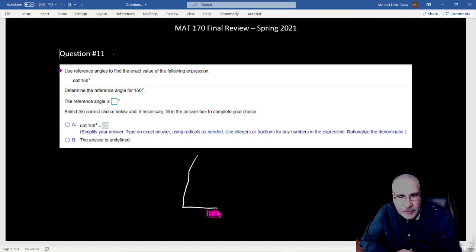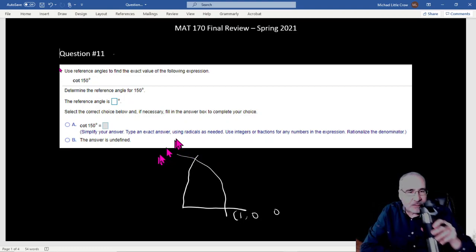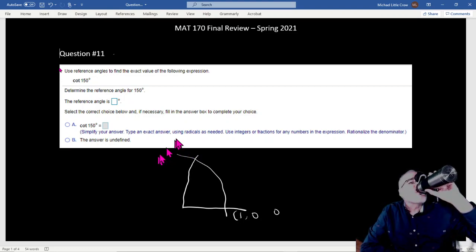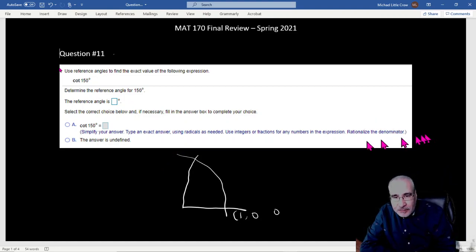Reference angles refer to the angle in the first quadrant. So we've got this one here, which is x is 1, y is 0, and then we go up to the 90 degrees. So this is 0 degrees, or 360 all the way around. And this is 90 degrees.